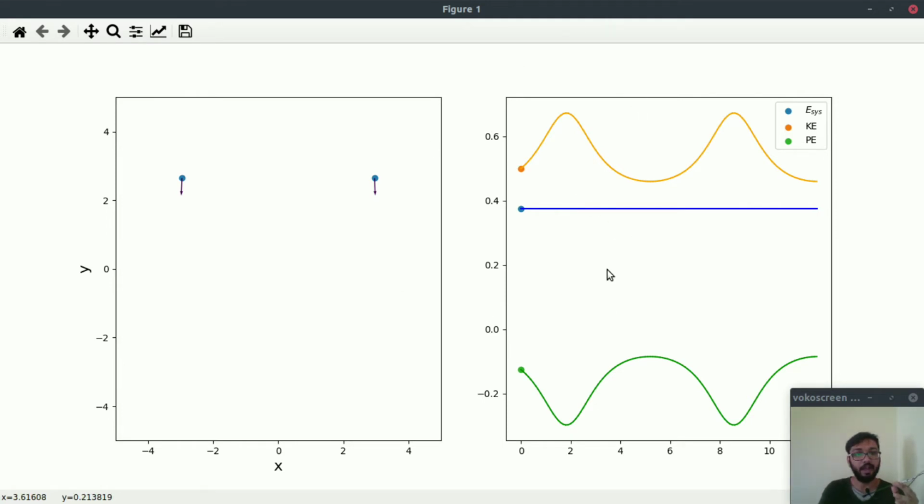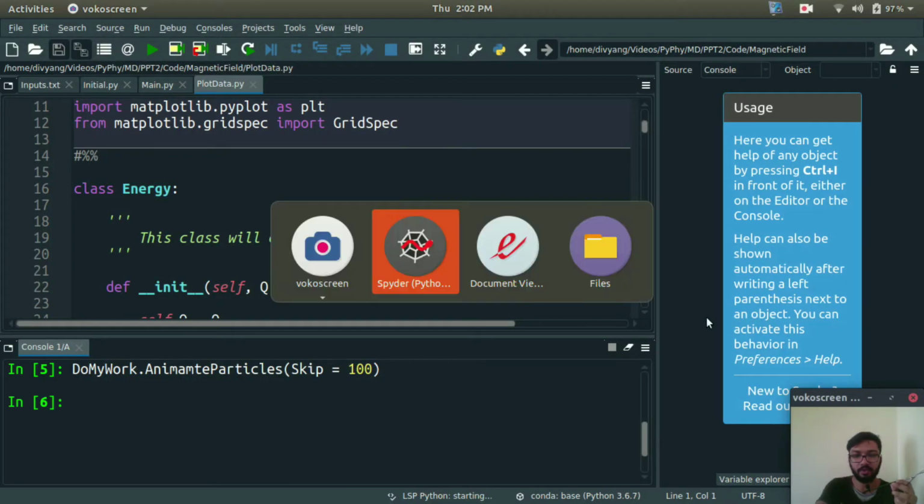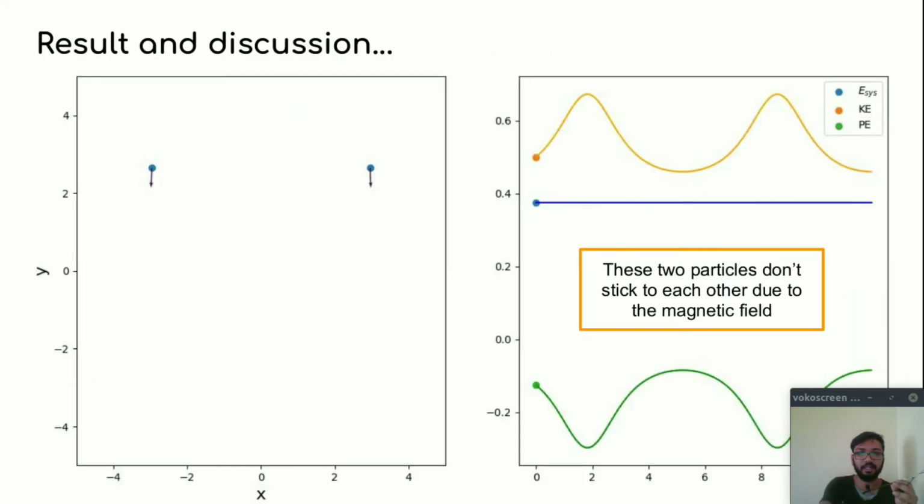And this is the kind of energy profile we have, right? Let's shift our focus to result and discussion. As we can see here, we have two oppositely charged particles, right? And we have also noticed that these particles don't stick to each other due to the magnetic force. So what is happening here, guys?